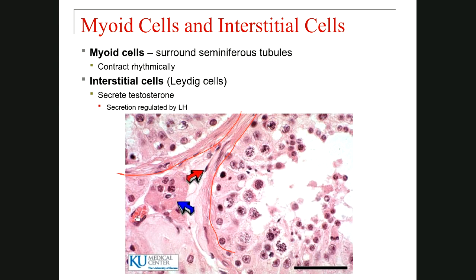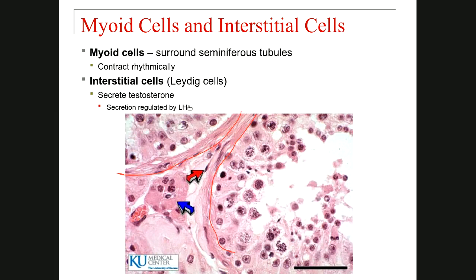This group of cells, which contain pink cytoplasm, are called interstitial cells or Leydig cells. This interstitial or Leydig cell is important for secretion of testosterone. In the next slide, I will talk about it for you. The secretion of testosterone is regulated by a hormone which we call LH, and LH is secreted from the anterior pituitary gland.